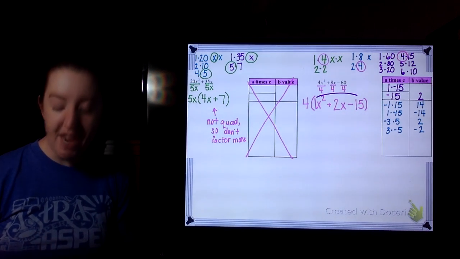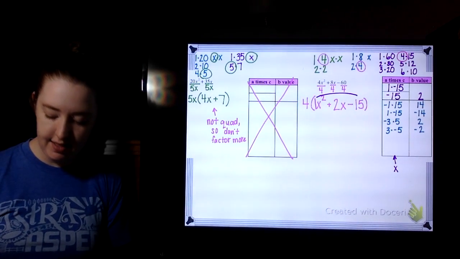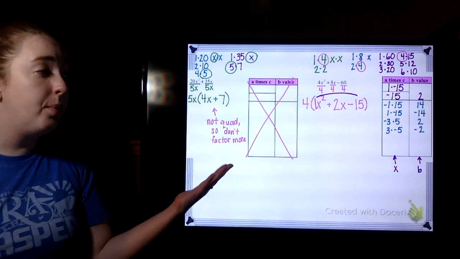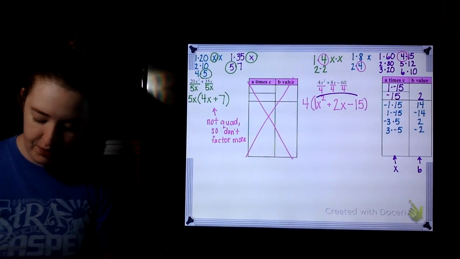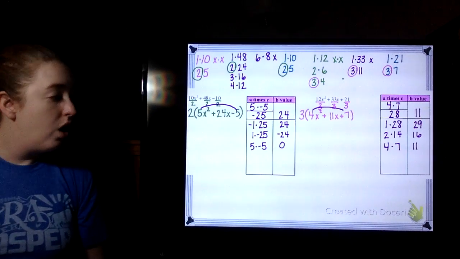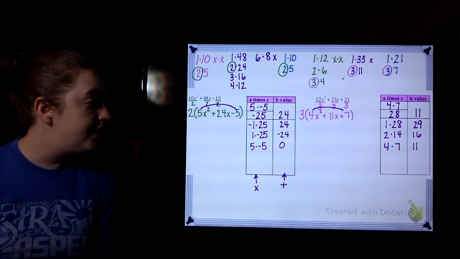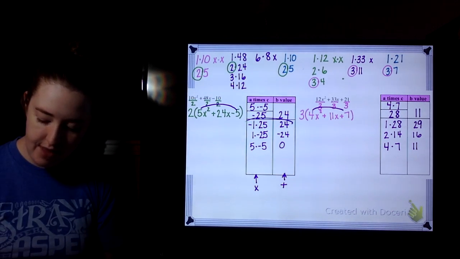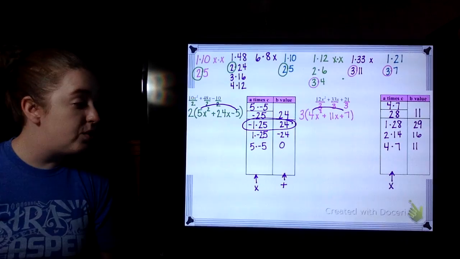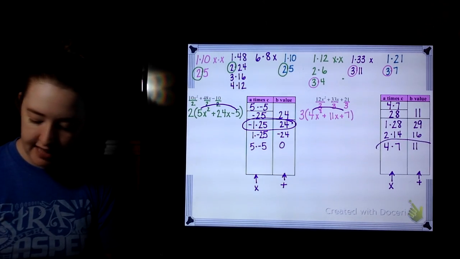So now when we're going through and factoring, we want to find 2 numbers that multiply to whatever a times c is and add to my b value in the middle. So right here, what multiplied to negative 15 and added to positive 2, that was negative 3 and positive 5. Over here, what multiplied to negative 25 and added to 24, that was negative 1 and positive 25. In this, what multiplied to 28 and added to 11, that was 4 and 7.